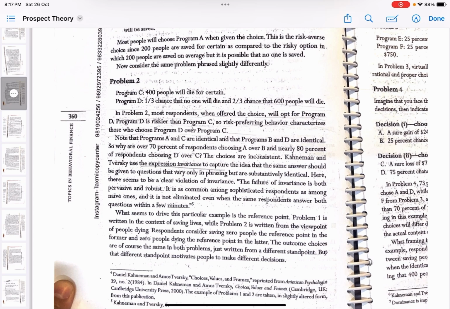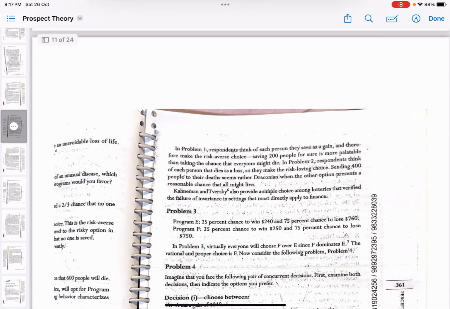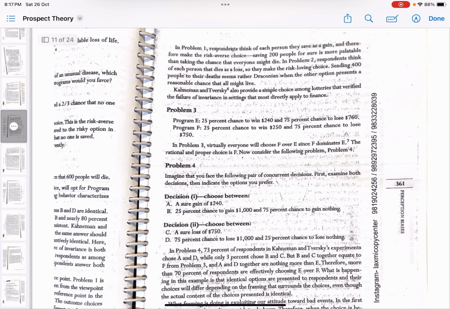So this is a very important concept, guys. You need to understand the science behind it. People just read and that might change their decision, right? In problem 1, respondents think of each person they save as a gain and therefore make the risk averse choice. But in problem 2, respondents think of each person that dies as a loss, so they make the risk loving choice. Sending 400 people to their deaths seems draconian when the other option presents a reasonable chance that all might live. So that's the way we humans think, right?